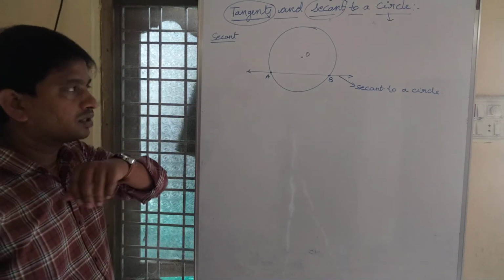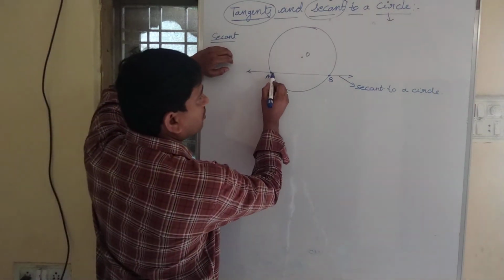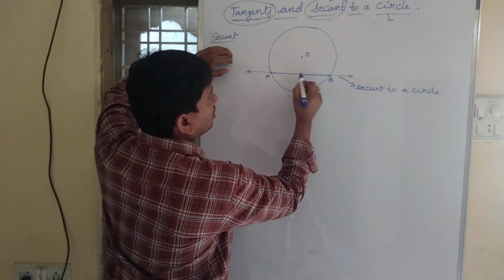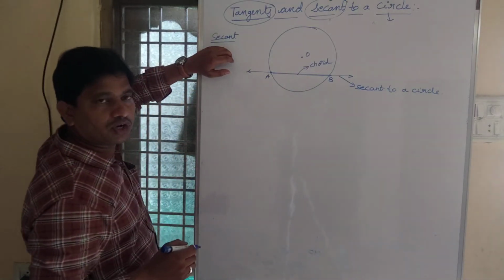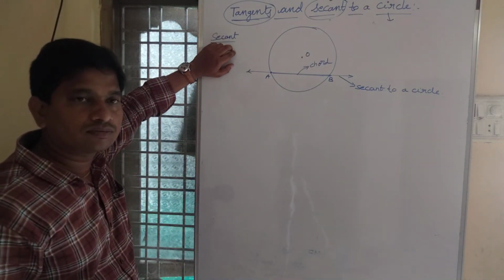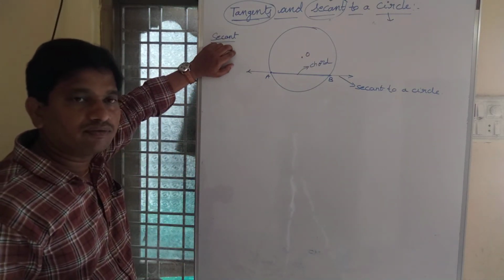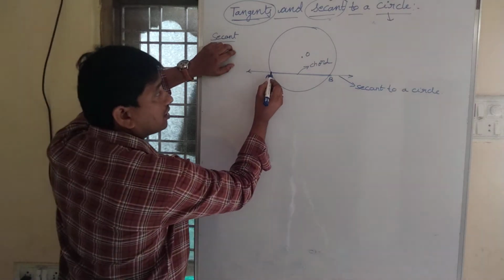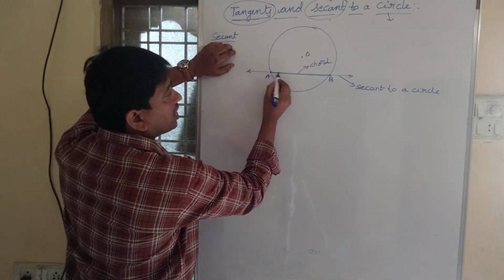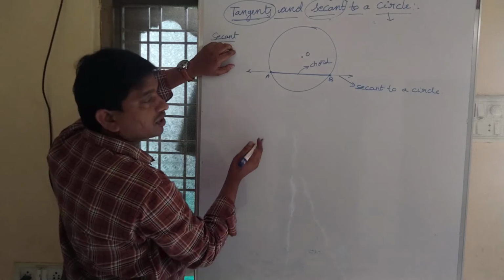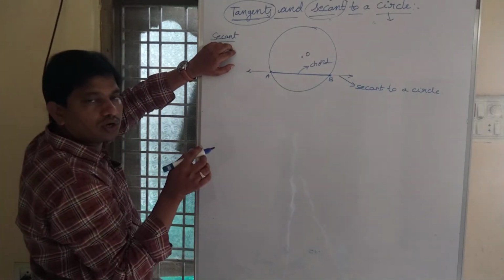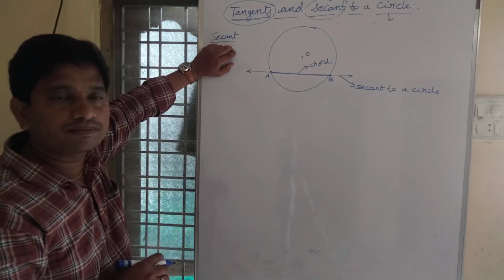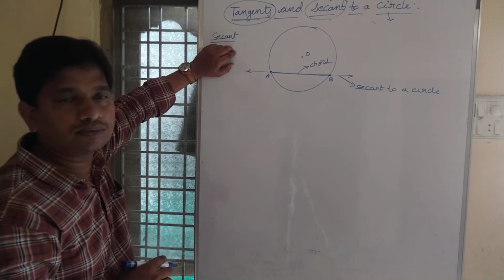Okay, so children, what is AB? AB is called a chord. What do you mean by chord, children? A line segment which joins any 2 points on a circle is called a chord of a circle. So here AB is called a chord.